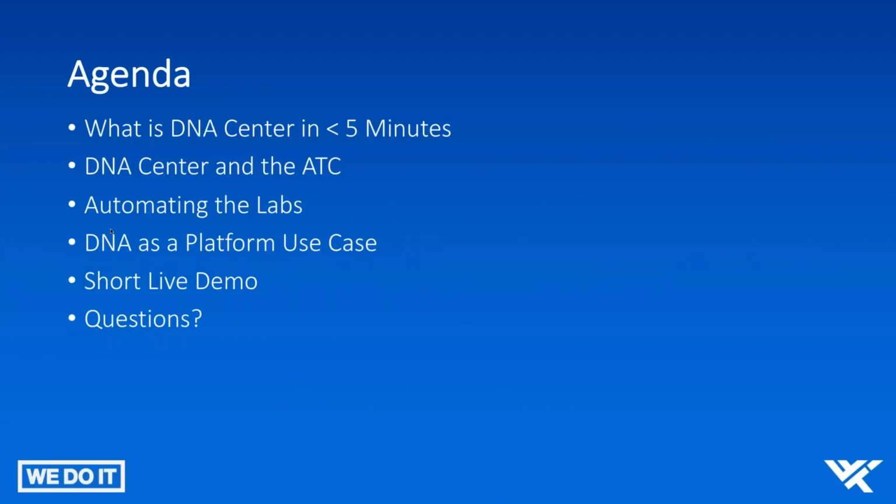So the agenda for today: number one, I'm going to level set. Many of you probably have heard of DNA Center, but in the event that you haven't, we're going to touch on what it is and take a quick look at the UI. Then we'll talk a little bit about the ATC, WWT's Advanced Technology Center, and what type of environments we have in there related to DNA Center and SD Access. Then we'll talk about our automation approach to how we're managing those labs and what our use case is for automating them. And then I'll get into some new modules that we're developing and a short demo of those modules.